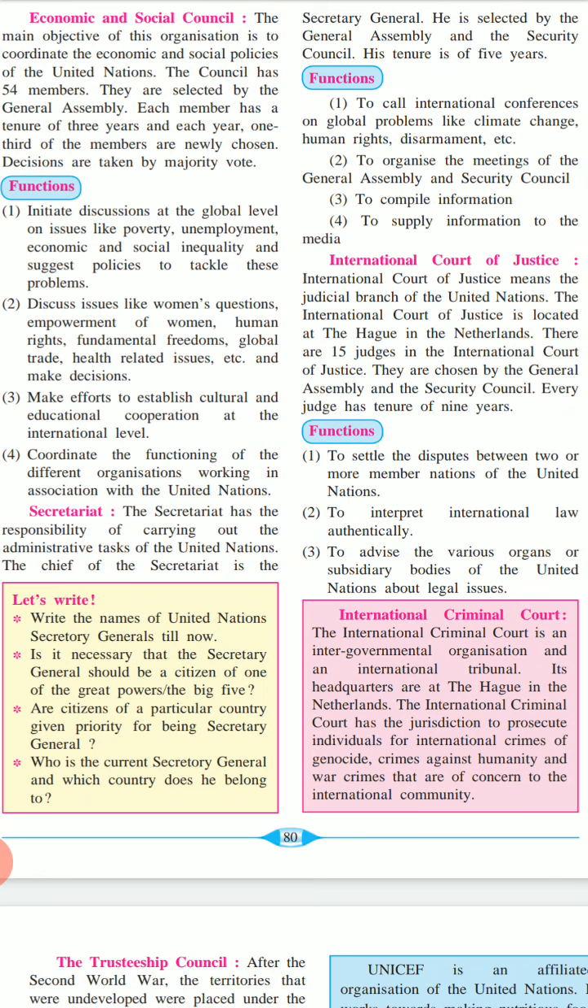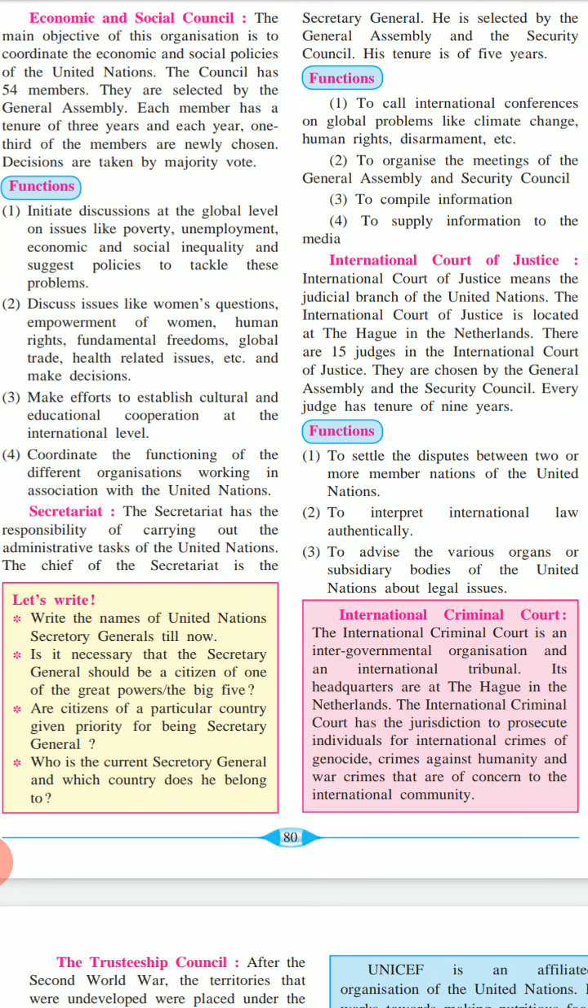So the first point, students, to call international conferences on global problems, whatever problems are created globally or worldwide, like climate change issues, human rights, disarmament, which are such big topics. Whatever conferences are needed at the international level, those conferences are arranged and prepared by the Secretary General.